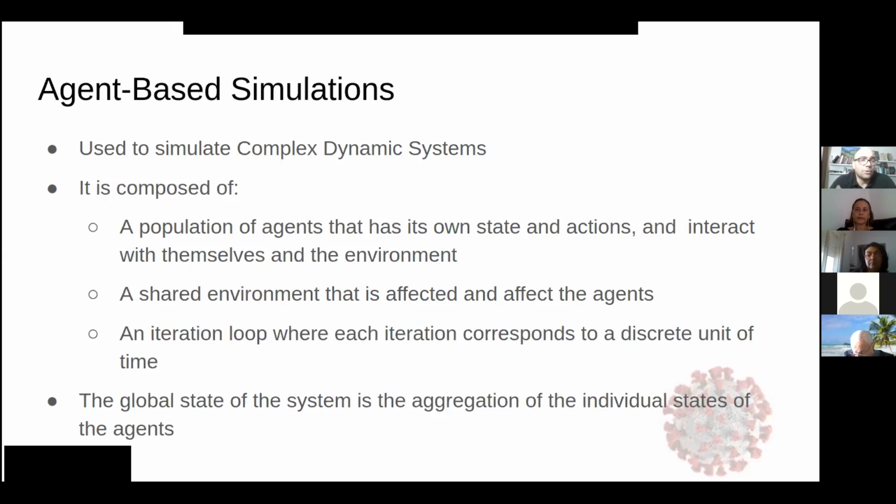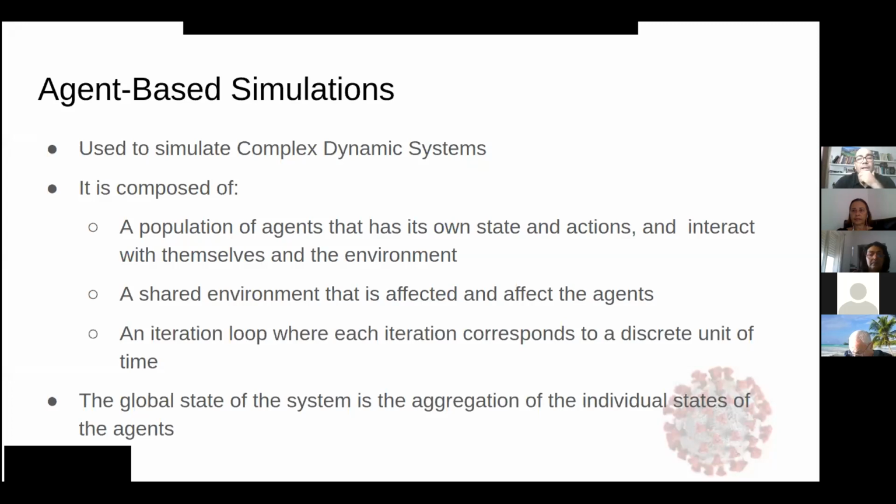Agent-based simulations are composed of a population of agents. Each agent has its own internal state and its own actions. Each agent interacts with the other agents and the environment. We have a shared environment that affects and is affected by the agents, and an iteration loop that simulates time. Each iteration corresponds to a discrete unit of time. So the global state of the system is the aggregation of the individual states of the agents.